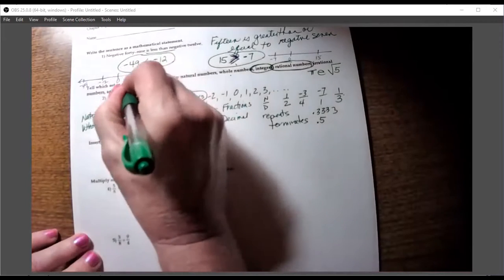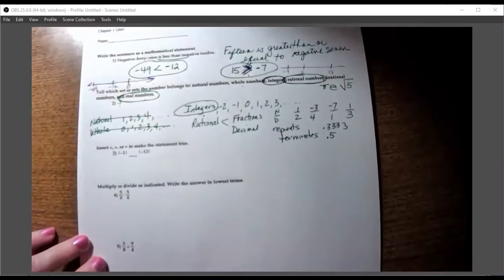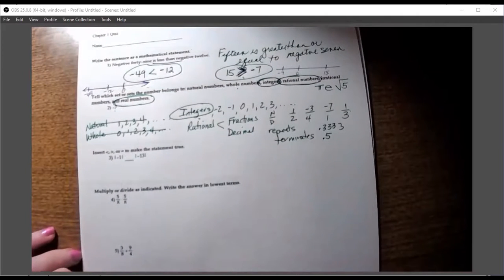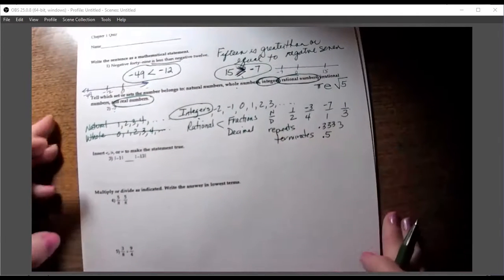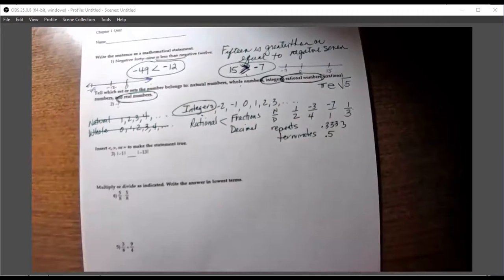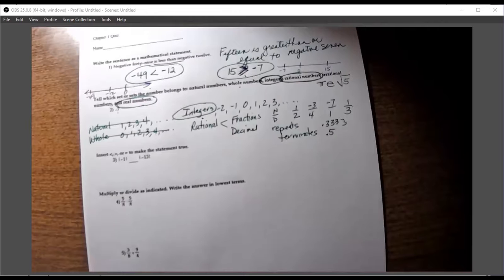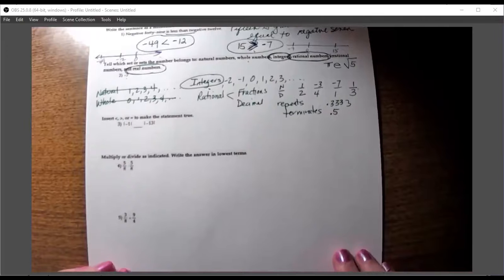And then all the numbers we're going to deal with in this class are all real numbers. When you get into 98, there are some things called imaginary numbers, but we won't have that at all in 96. So if you see a question like this on your test, remember that any number we are looking at is considered a real number. Okay?